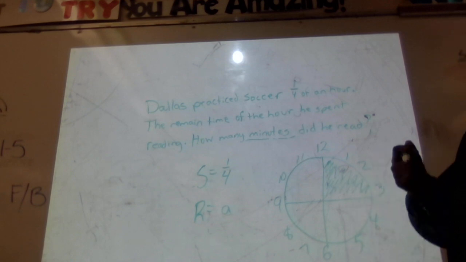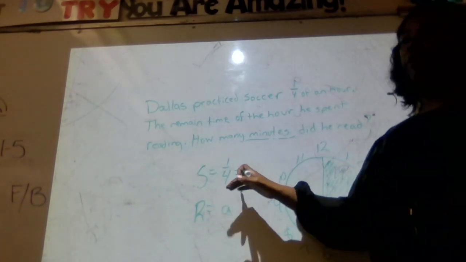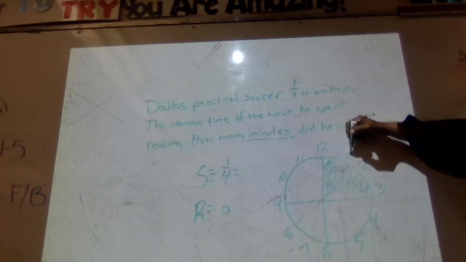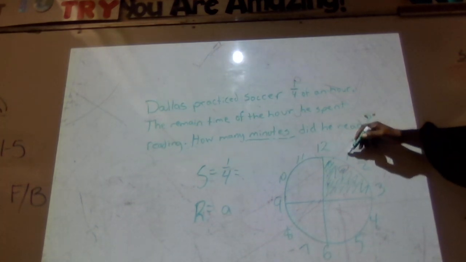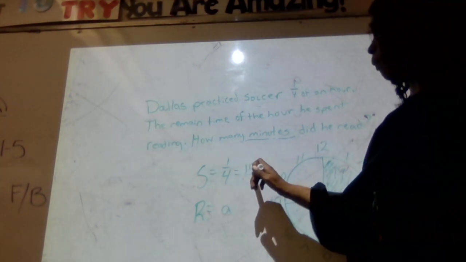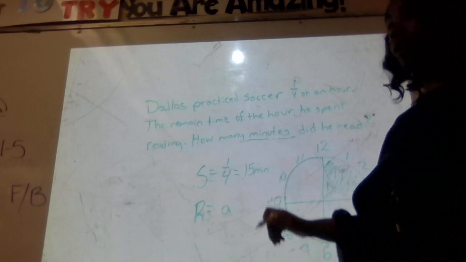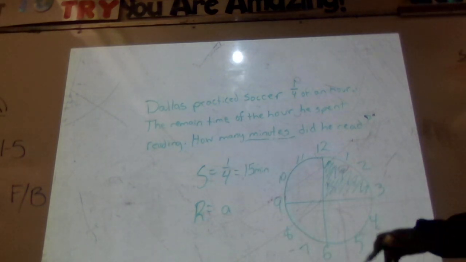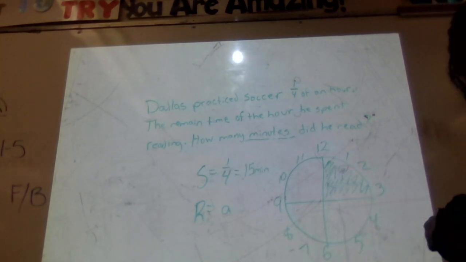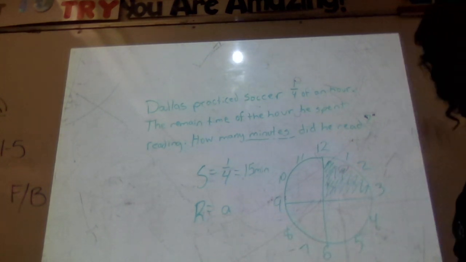Okay? So let's see how many minutes that is. We're going to go ahead and convert that 1/4 into minutes. We know the minute hand going from the 12 to 1 is 5 minutes. So that is 5, 10, 15. So Dallas spent 15 minutes practicing soccer. And then the rest of the hour he spent reading. So what is left? Let me get another shade of marker.